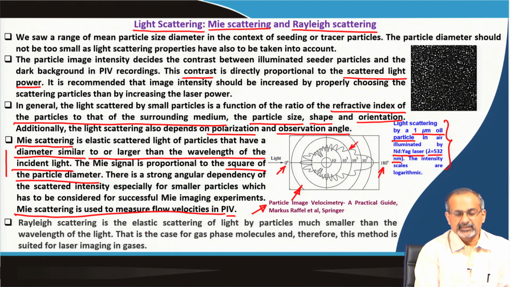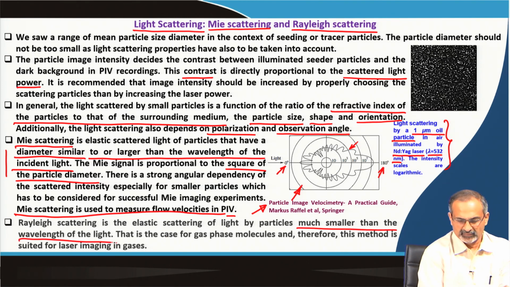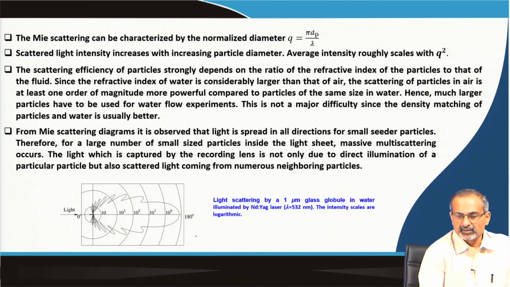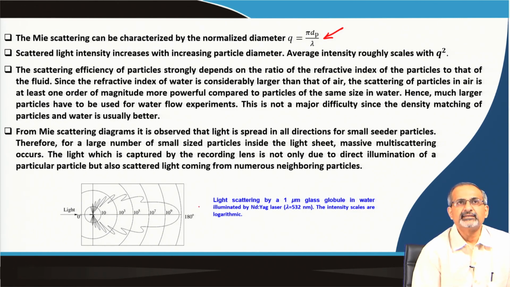Rayleigh scattering is the elastic scattering of light by particles much smaller than the wavelength of light. And that is the case for gas phase molecules, and therefore this method is suited for laser imaging in gases. As we said, Mie scattering can be characterized by the normalized diameter q, which is dependent on dp. Scattered light intensity increases with increasing particle diameter. It roughly scales with q square.